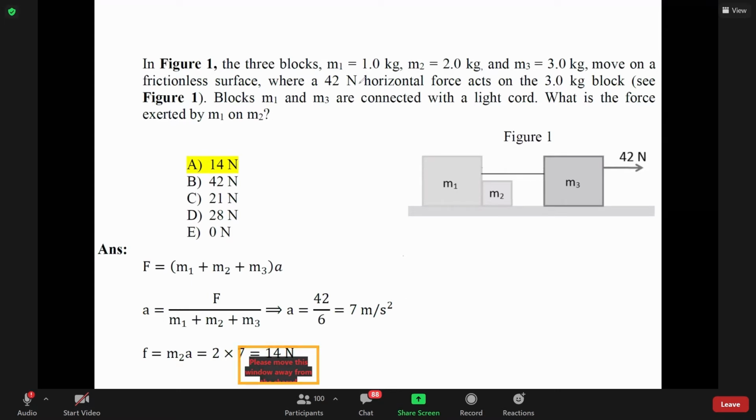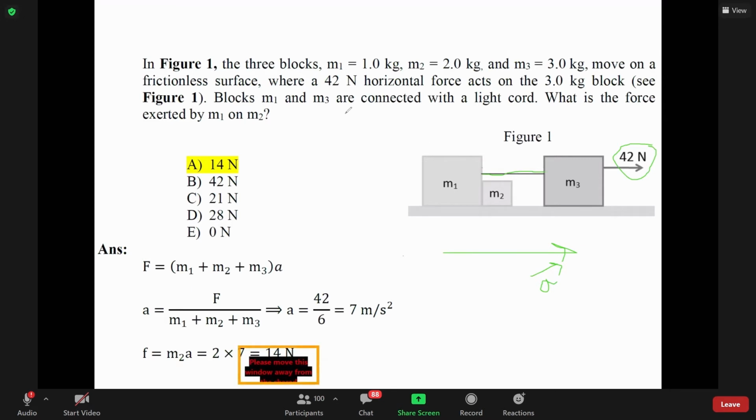In the figure, 3 blocks, I have M1, M2, and M3. Of course, between M1 and M3 there is a very thin wire. It doesn't have mass, but it's connecting them. Now, there is a force applied here to the right. Because of the wire, they will all move with the same acceleration.